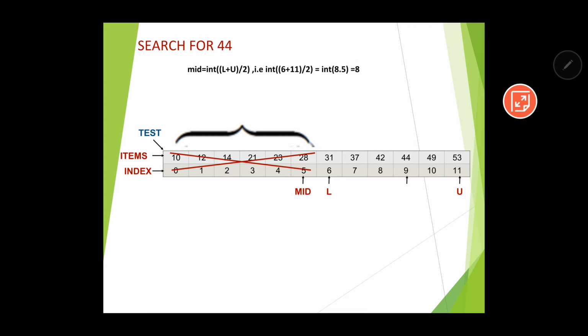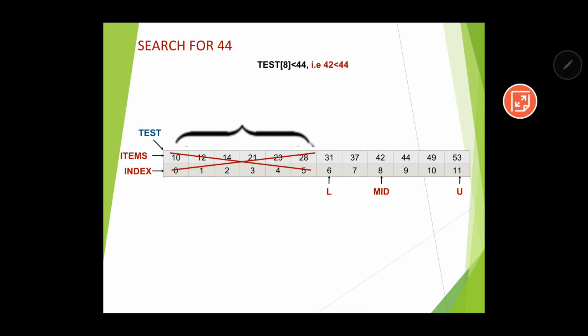Now what we need to do is find the middle element again, which is int of (lower limit plus upper limit) by 2. The lower limit is 6 and the upper limit is 11. Int of (6 plus 11) by 2, which is 17 by 2, results in 8.5. As we have done a typecasting here, it is forcefully converted into 8. So the middle element is the 8th element. The middle element position changes from the 5th position to the 8th position.